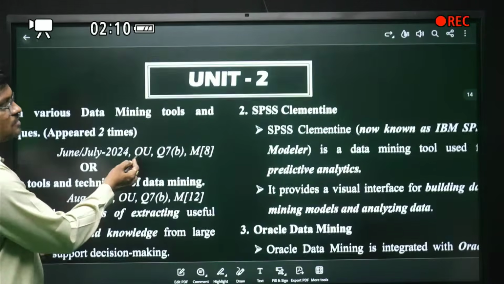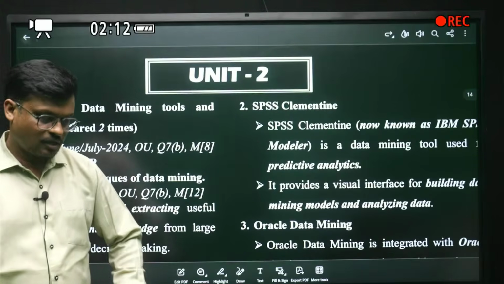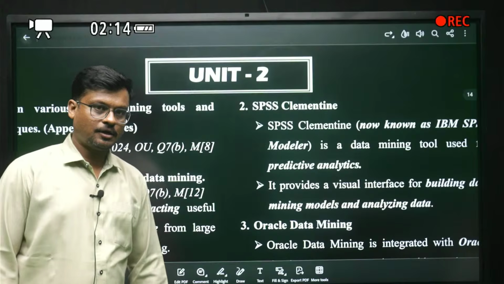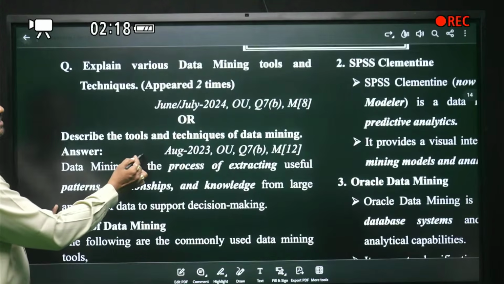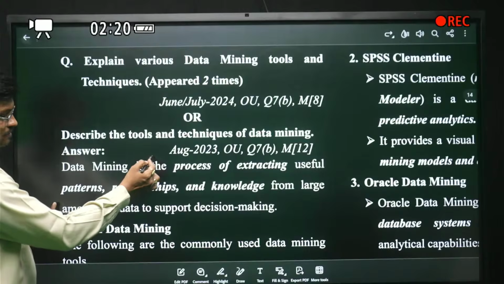Okay, by this we will end with our unit number 1. Next we will go with our unit number 2. In unit number 2, the very first question is: explain various data mining tools and techniques.